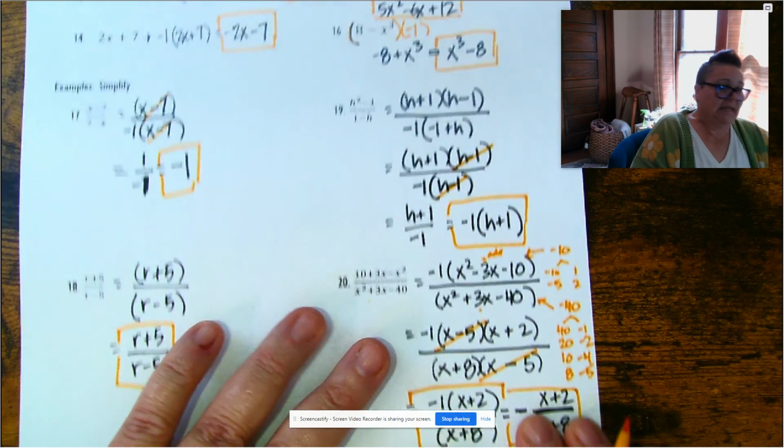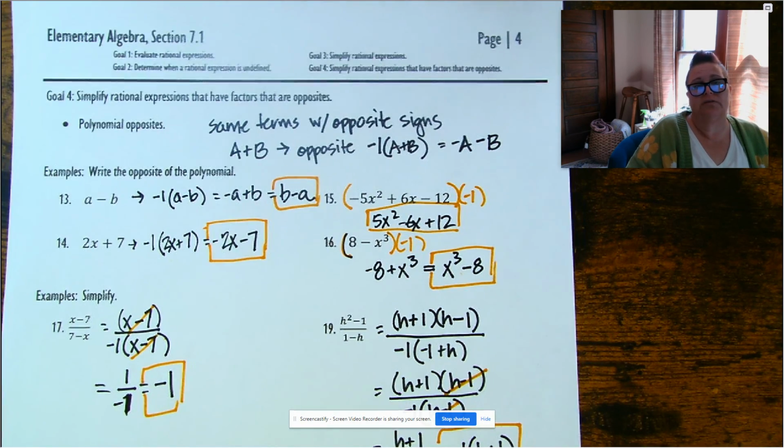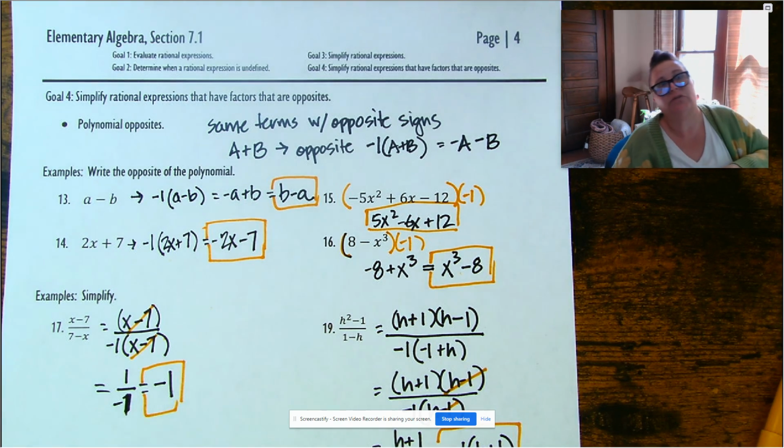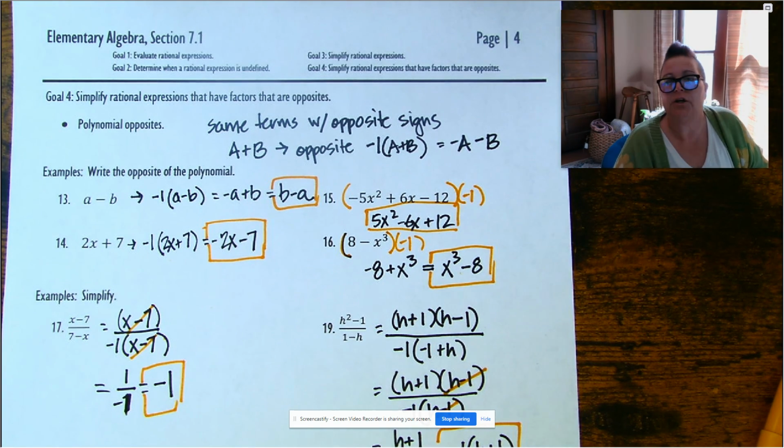All right, that gets us through all 4 of the goals for this particular section. We have evaluated rational expressions. We've determined when they're undefined. We've simplified rational expressions, including ones where factors were opposites.